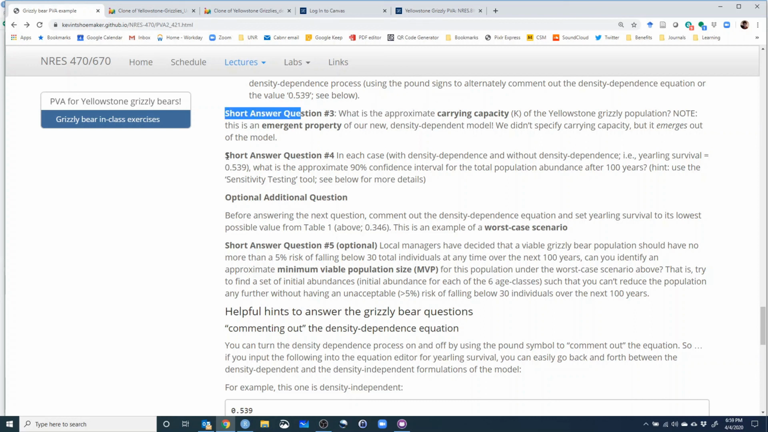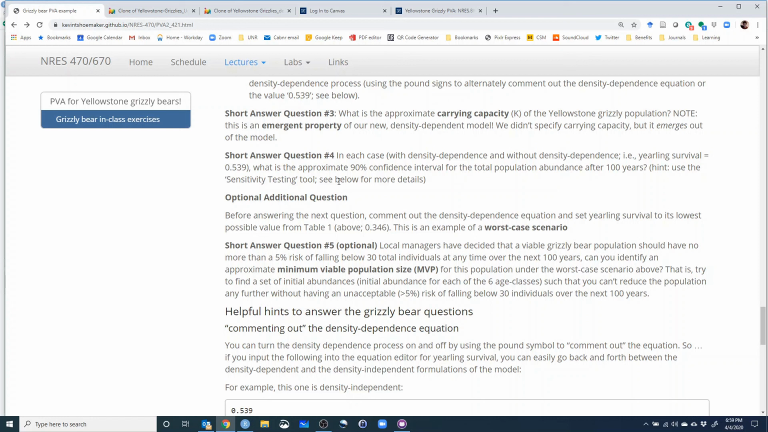The final short answer question is, when you run the model with and without density dependence. In one case, you have the density-dependent equation that relates yearling survival to density. In the other case, yearling survival is constant and it's assigned the value 0.539. In each case, what's the approximate 90% confidence interval for the total population abundance after 100 years?